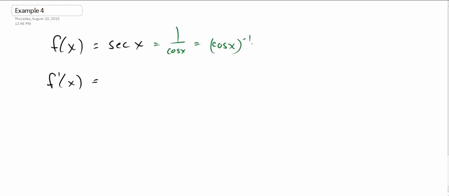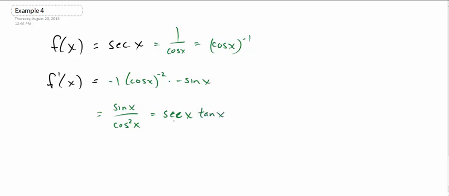Now, the derivative's easy. It's a power rule and chain rule. We bring the exponent down, decrease it by 1, and then multiply by the derivative of what's inside. And what we have then is sine x over cosine squared x, which could also be written as the secant of x times the tangent of x. And I write it this way on purpose for reasons that we'll see later on down the road.